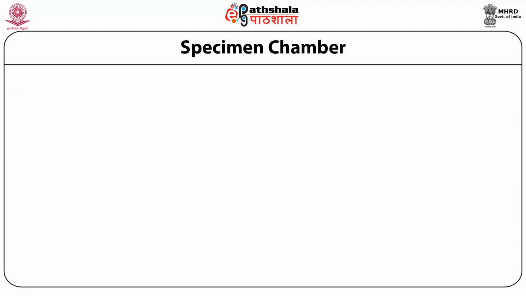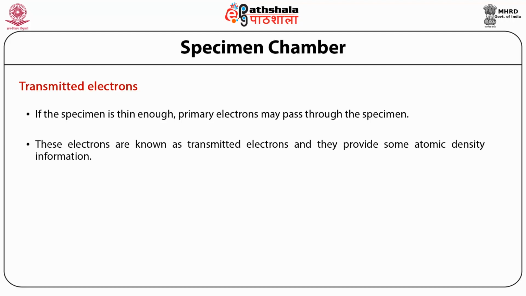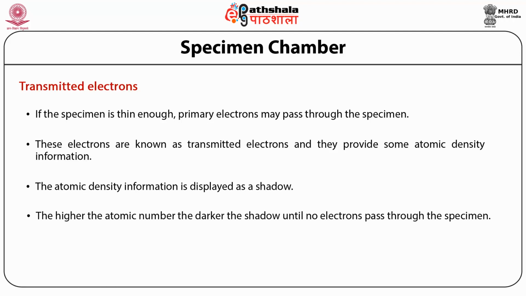The fifth event that occurs in the reaction vessel is transmitted electrons. If the specimen is thin enough, the primary electrons may pass through the specimen. These electrons are known as transmitted electrons and can provide atomic density information. The atomic density information is displayed as a shadow. The higher the atomic number, the darker the shadow, until no electrons pass through the specimen.